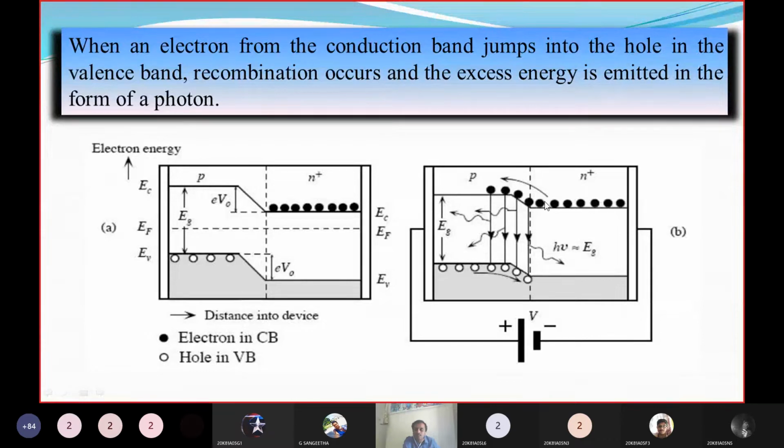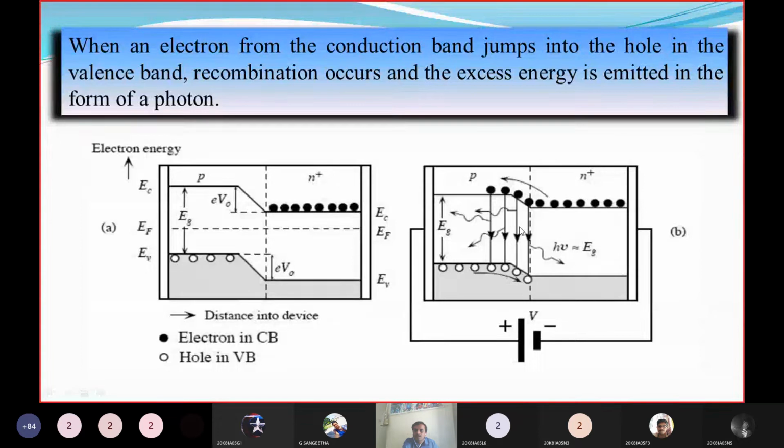Similarly, holes will move towards the depletion region, because holes are repelled by the positive terminal. Already we know that holes are present in the valence band, and similarly electrons are present in the conduction band. The edges of the P and N regions is called the junction.